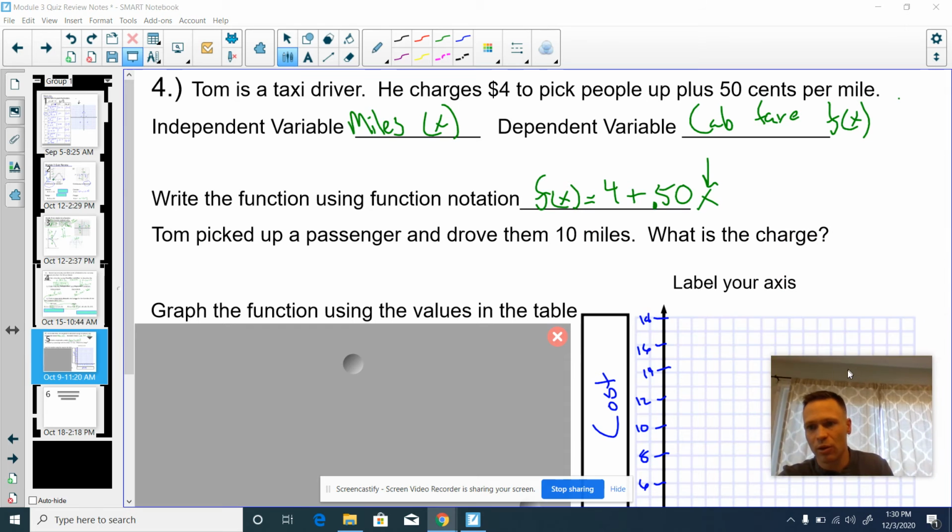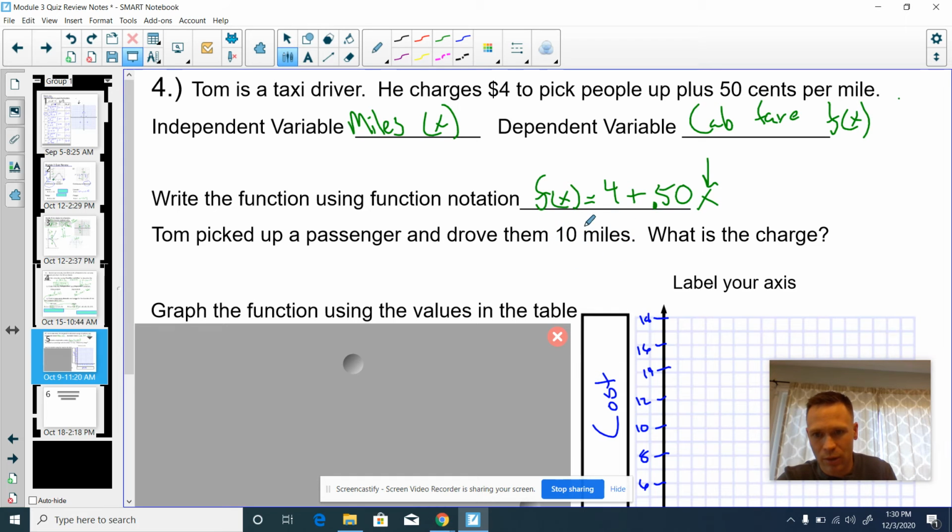All right, so let's go through this. It says Tom picked up a passenger and drove 10 miles. What's the charge? Well, that just means that my x value is 10, right? And I substitute that in. So f of 10 just means the function evaluated at 10.